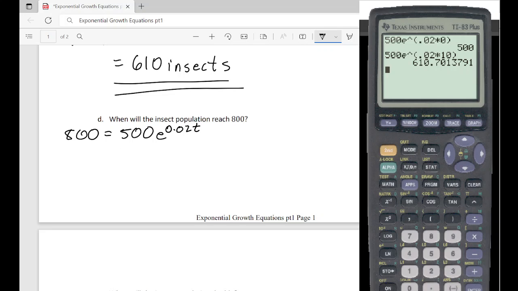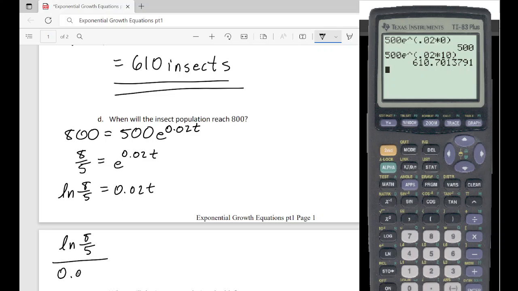Divide both sides by 500. And when I reduce it down, I'm going to get 8/5 equals e^(0.02t). Then I'm going to take the natural log of both sides. So I'm going to have ln(8/5) equals, and I'm going to skip a step here, 0.02t, because ln e is just going to go away. And then I'm going to divide both sides by 0.02 to solve for t. So ln(8/5) divided by 0.02 is going to be my t.